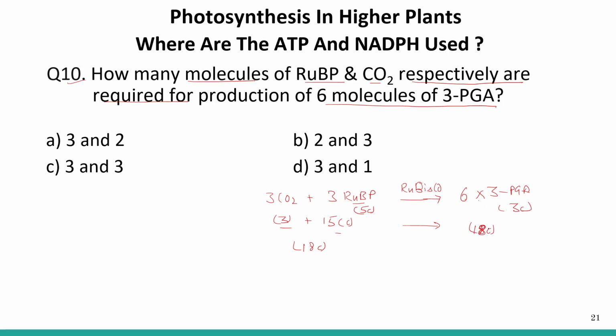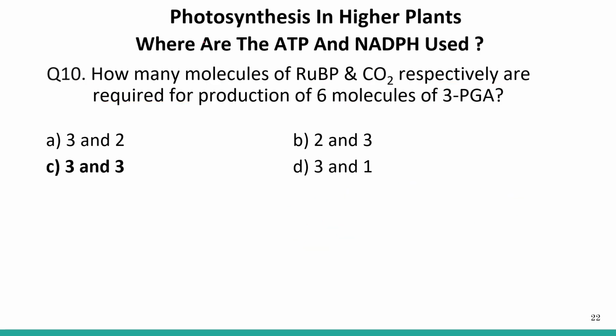So the equation is balanced. So what is required? 3 molecules each of RuBP and carbon dioxide will be required to synthesize 6 molecules of 3-phosphoglyceric acid. Alright, so this is the correct answer.